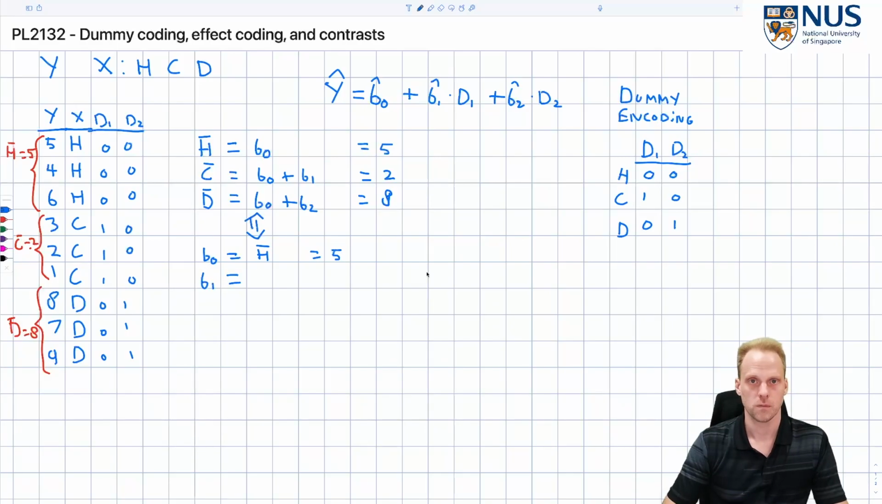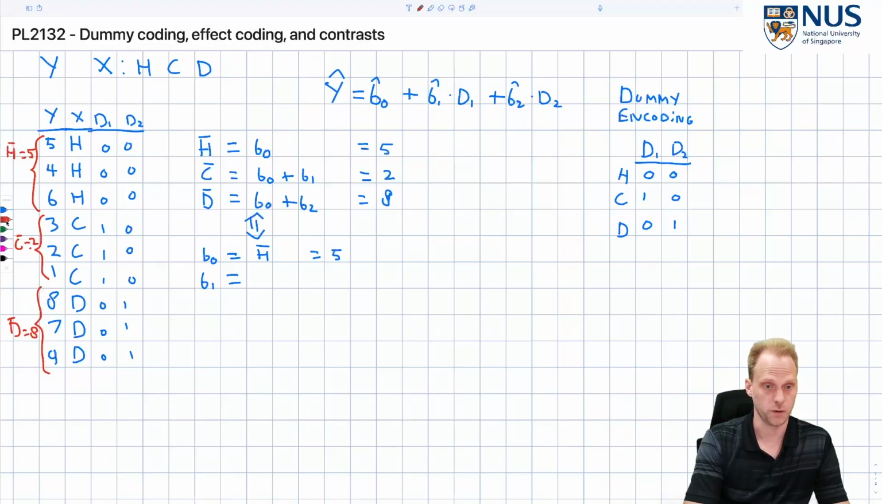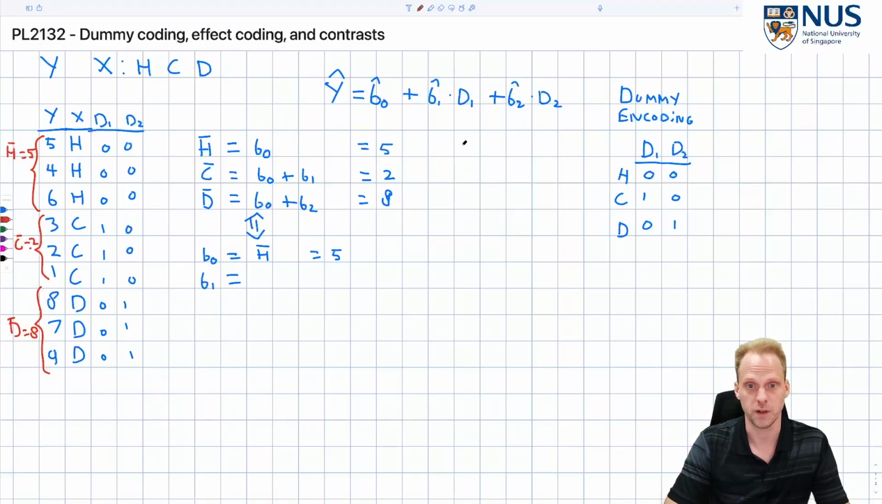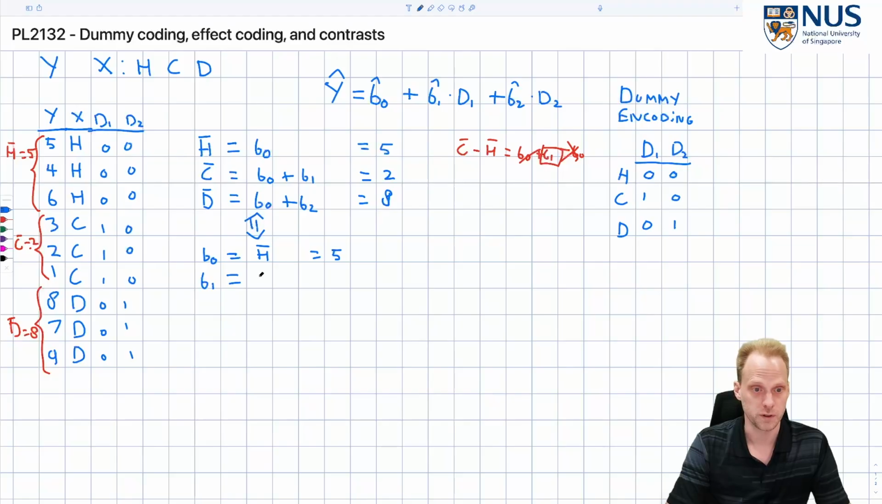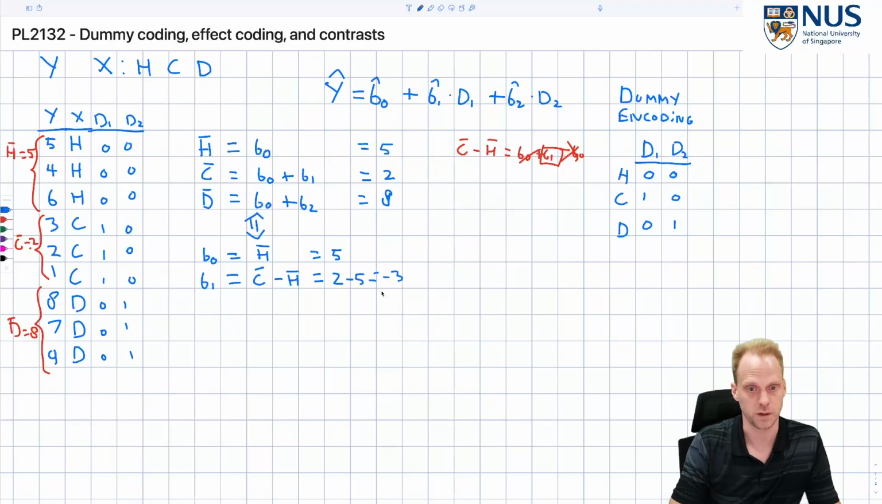B1. So what is B1 here? Well, what we could look at is, for example, what happens if we do the mean of cats minus the mean of hamsters, right? And then we get B0 plus B1 minus B0. These things cancel out and we're left with B1. So that means that the B1 parameter is actually the average of cats minus the average of hamsters, which in this case equals 2 minus 5 equals minus 3.